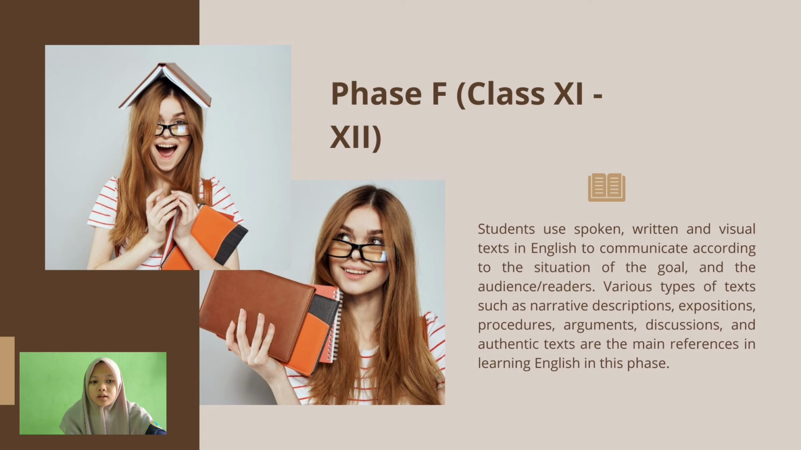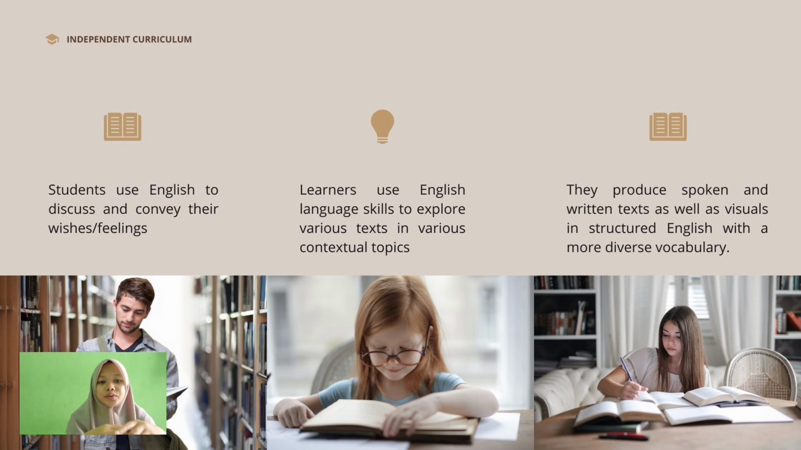And next, the achievement of learning English, Phase F for classes 11 and 12. There are 6 achievements of learning English. Okay, first, students use spoken, written, and visual text in English to communicate according to the situation, the goal, and the audience or readers. Various types of text such as narrative text, descriptive, expositions, procedure, arguments, discussion, and authentic text are the main references in learning English in this phase. Okay, next, number 2, students use English to discuss and convey their wishes or feelings.